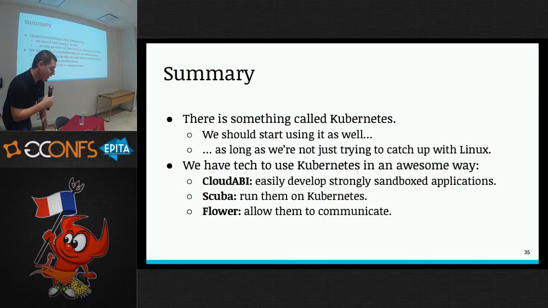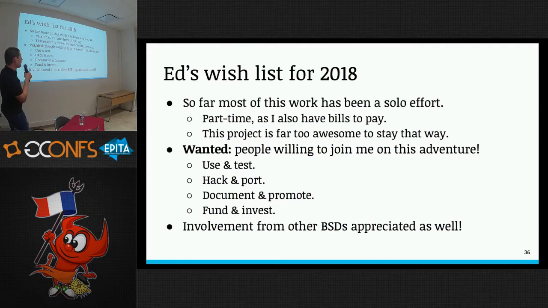So wrapping up. Well, if it would have worked, there is something called Kubernetes. I think we at FreeBSD should be using it as well, if we're not just trying to catch up with Linux. We have some components in FreeBSD already, or some readily available that allow us to do that. One of them is called CloudABI, easily sandboxing. With Scuba, we can run it on the cluster, and with Flower, we can allow them to communicate over the network. So what's my wish list for 2018, or the remainder of 2017 as well?